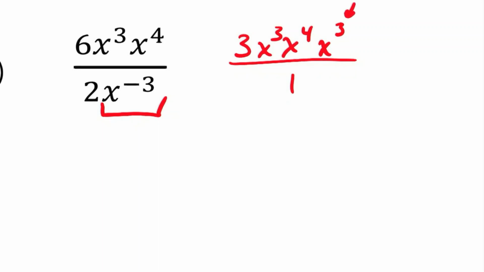So across the numerator, what do I have? I have a 3, and then I have 1, 2, 3, 4, 5, 6, 7, 8, 9, 10. There are 10 factors of x. So 3 times x raised to the 10th power.